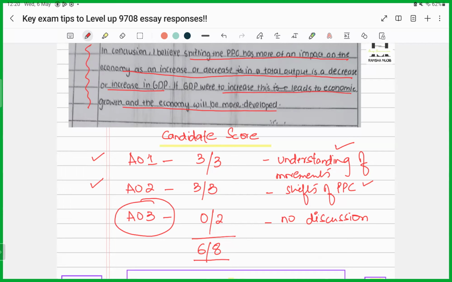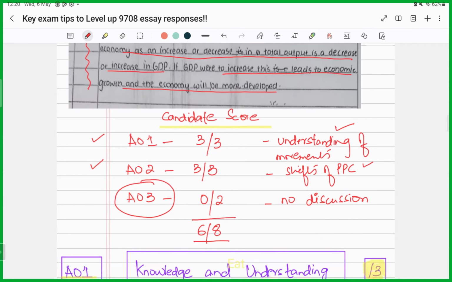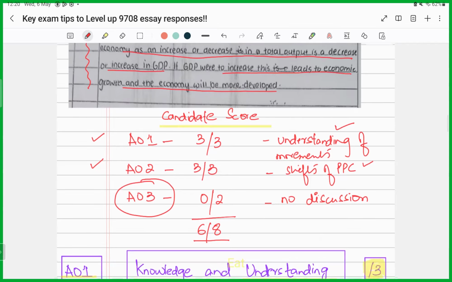So now what could he have written as far as the evaluation is concerned? He could have written that while movements along the PPC affect output immediately, shifts in the PPC are for long-term growth, right? So the impact would be slower, but in the long term, it would create more impact, whereas in the short term, movement would create an immediate impact. Why? Because it depicts switching priorities, right?